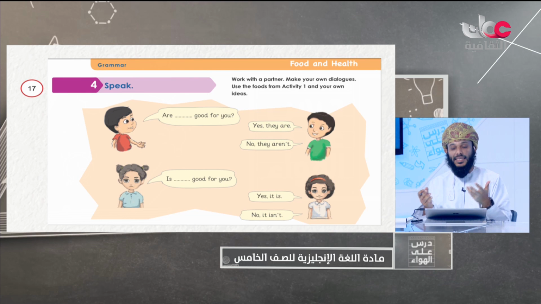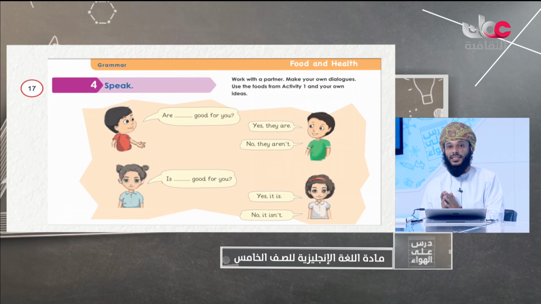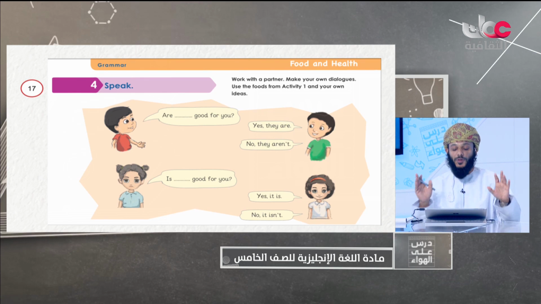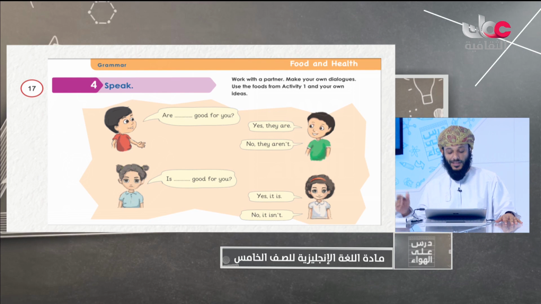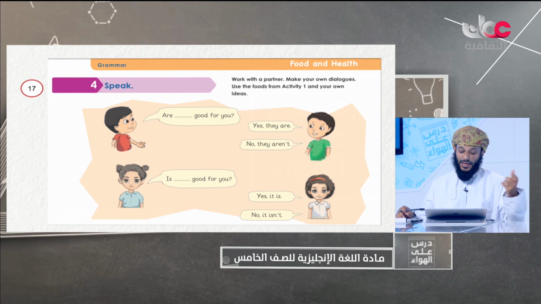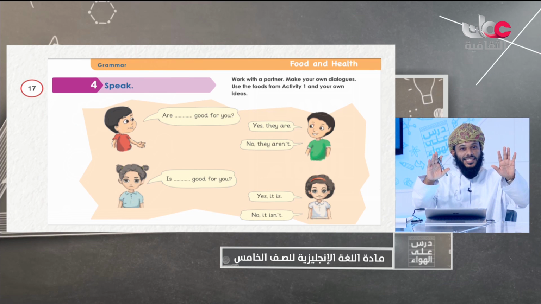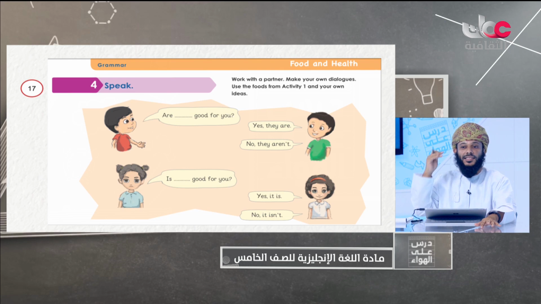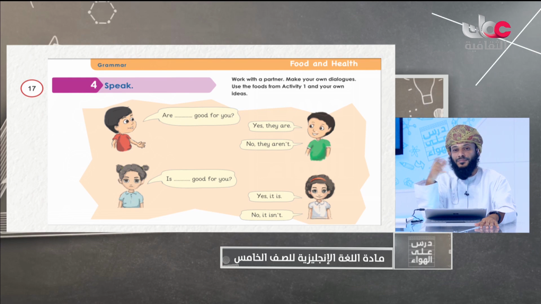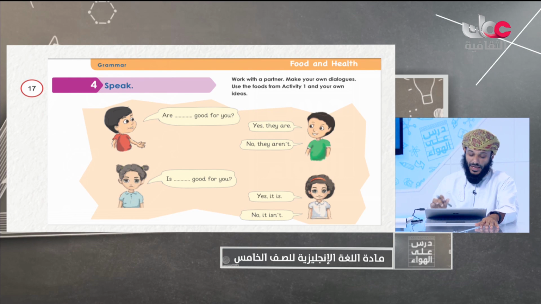Now, activity 4 on page 17 of the class book. With your partner, practice asking and answering questions about different types of food. Like here, are apples good for you? Yes, they are. No, they aren't. Is chocolate good for you? Yes, it is. Or no, it isn't. This is your homework to do with your brothers, your sisters, your friends, your neighbors, with anybody, okay? And don't forget to speak English, because speaking English all the time will help you raise your level in English.